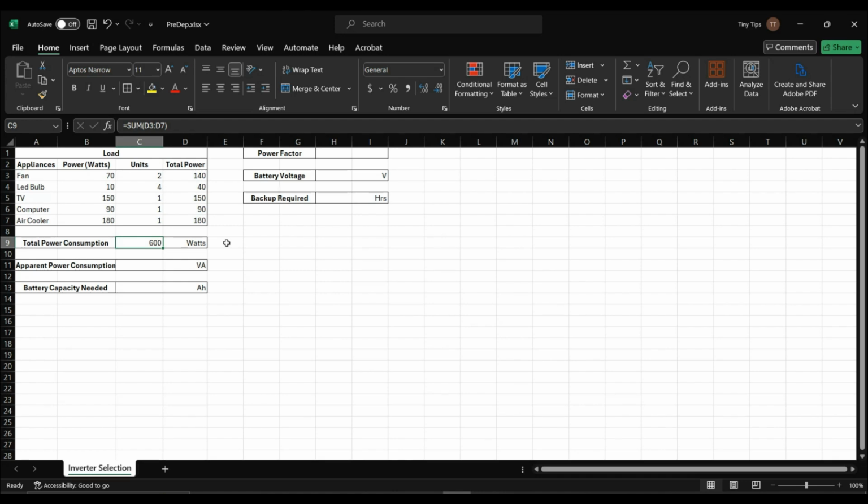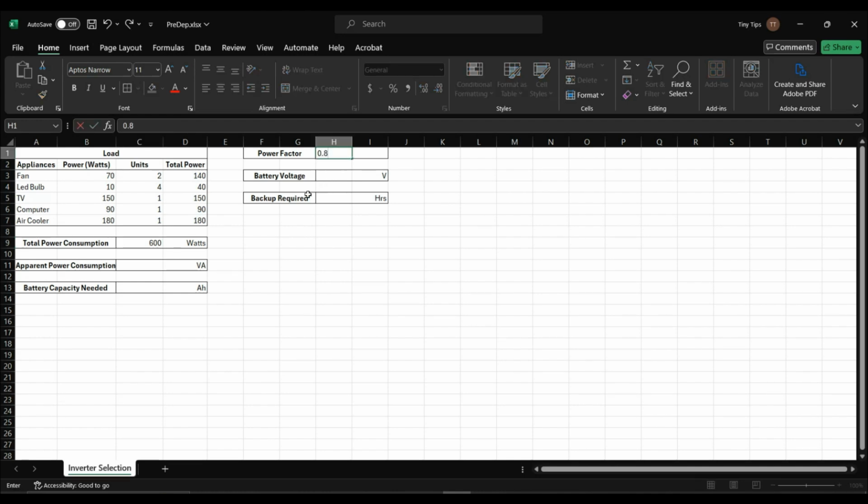Now, we need to determine the minimum power rating that an inverter should have to run our 600 watt electrical load. Practically, no inverter works with 100% efficiency. Their efficiency can range between 70 to 90% or so. For our example, let us take the efficiency as 80%. So in that case, the power factor will be 0.8.